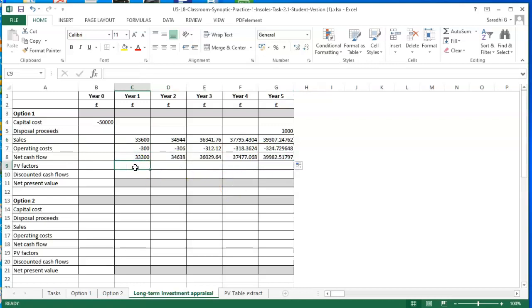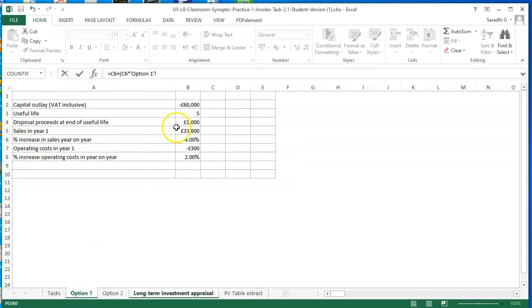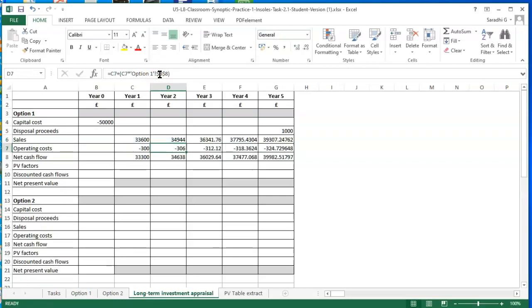Then we need the PV factors. I'm just a bit worried about this calculation. It doesn't look very right. Let me just check that once. So equal to 33,600 plus 33,600 times 4%, and 4% in absolute referencing. Okay, we got the net cash flow now.